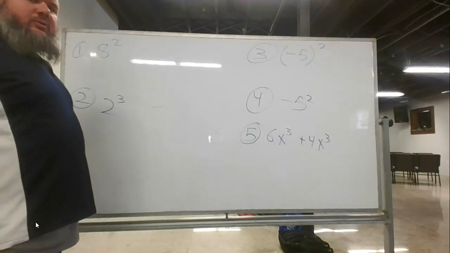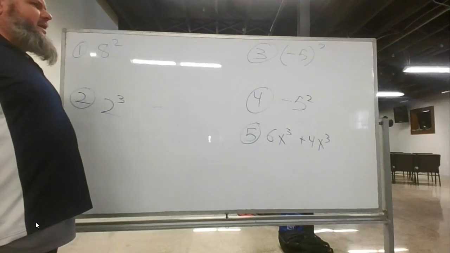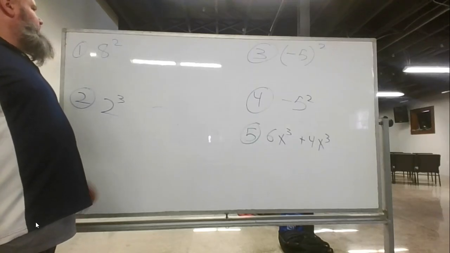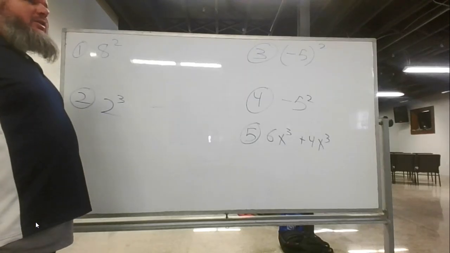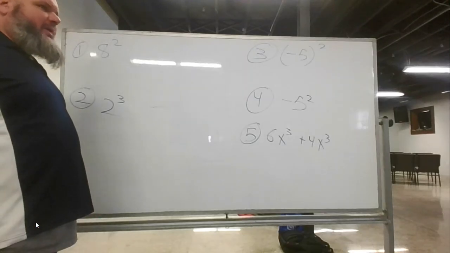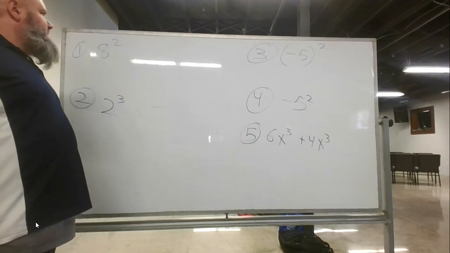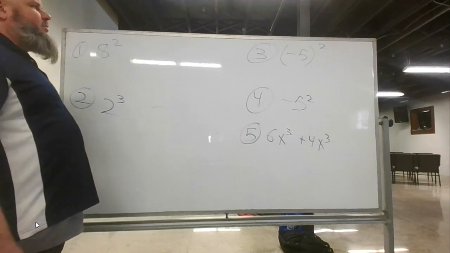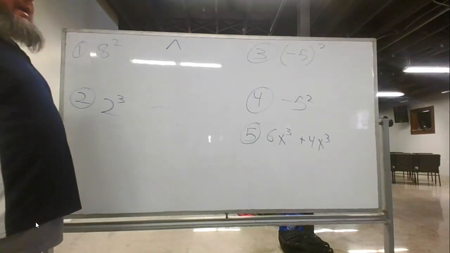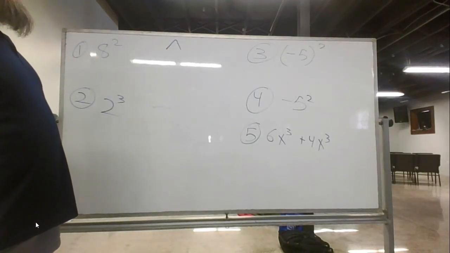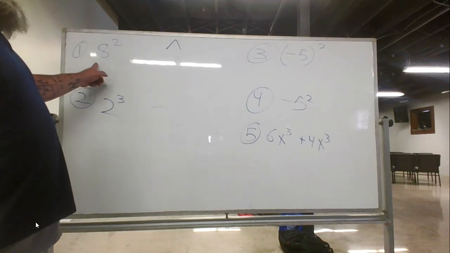First thing we're going to be doing is simplifying exponential expressions. If you have seen these before, I highly recommend you use a calculator to avoid making mathematical errors. In your calculator, you might see a button that looks like that. It's called the caret, and that is how you raise something to a power. Now let's take a look at number one here.